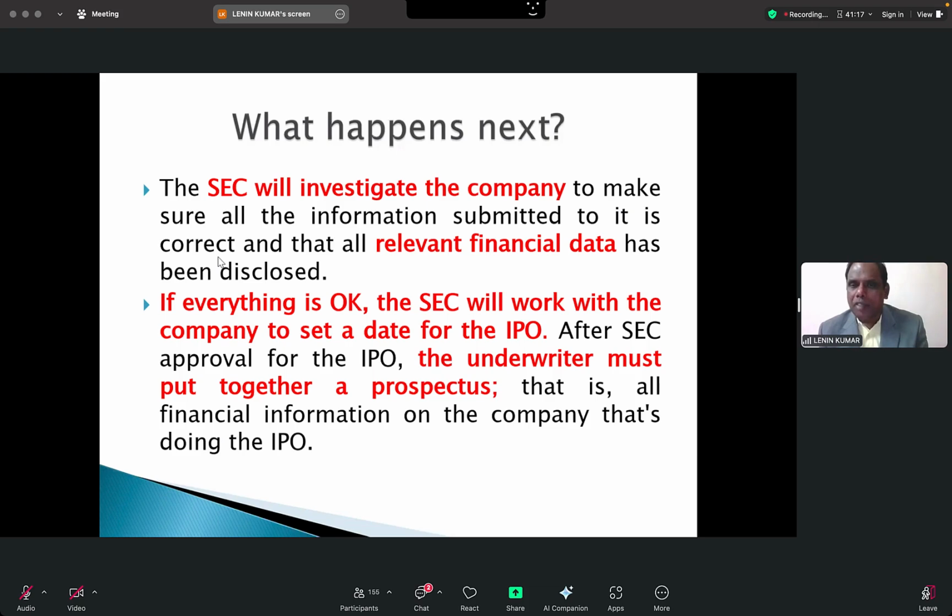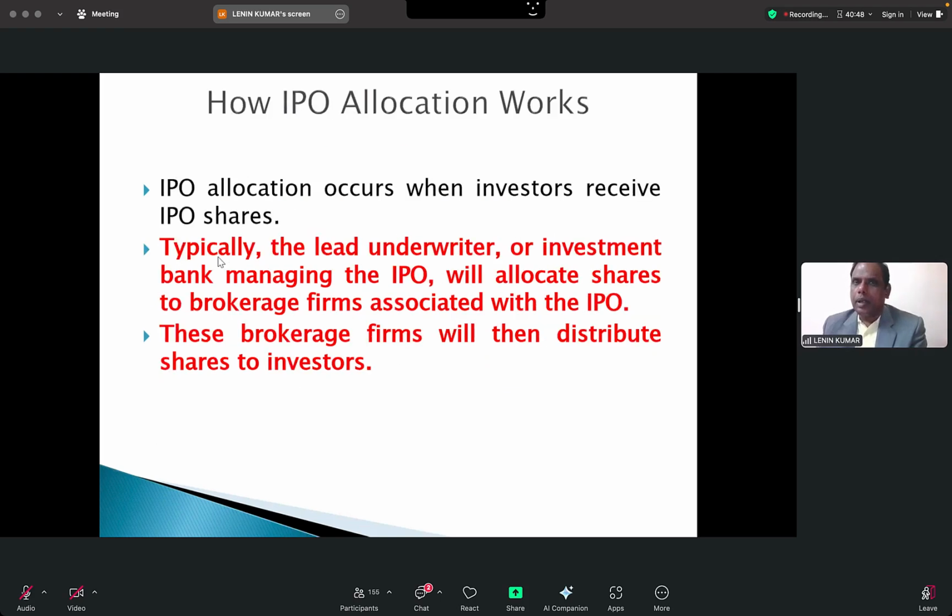Okay. After SEC approval for the IPO, the underwriter must put together a prospectus. Now imagine the SEC has given approval to go ahead with the IPO. Who is the underwriter? Emirates NBD is the underwriter. Now, what NBD must do is prepare a prospectus. So I hope you know what we mean by prospectus. Okay, simple information about the particular company, say for example, about Lulu.